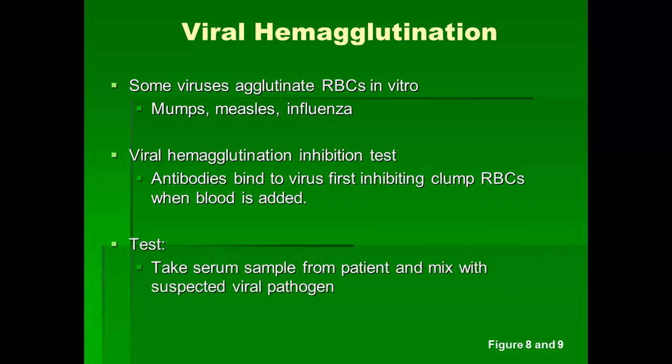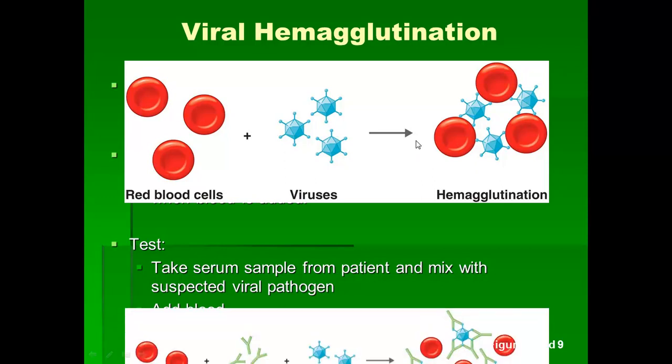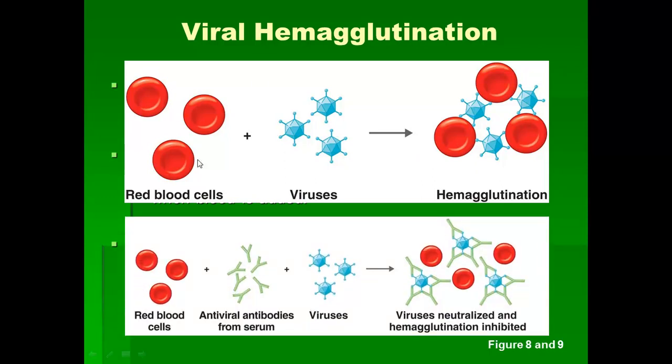So we're going to take the serum sample from the patient and mix it with the suspected viral pathogen. We're going to add the blood. So here, in a normal circumstance, measles, mumps, or rubella will take your red blood cells and will hemagglutinate them. They will agglutinate them. However, if we take your red blood cells and then we add the antiviral antibodies, remember one of the functions of antibodies is neutralization, right? And we said neutralization is what?